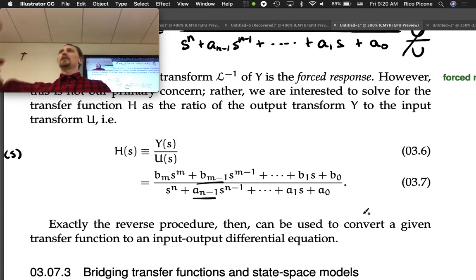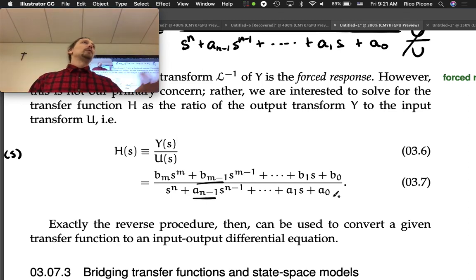When you see a differential equation, you can just immediately write down the transfer function. If you have a transfer function, you can then go backwards and say, oh, well, this must have come from the nth time derivative of y. This must have come from the n minus first time derivative of y. This term must have come from the first time derivative of y, etc. So this is how to go back and forth.